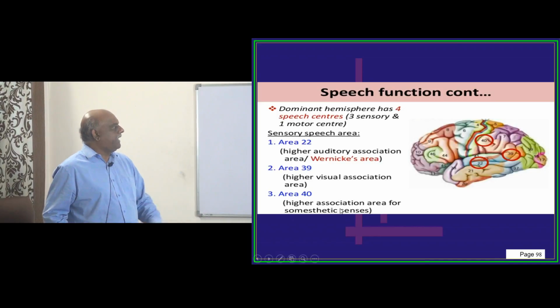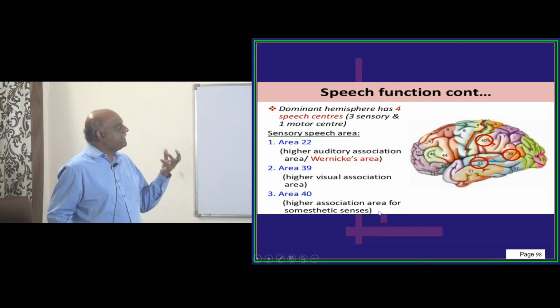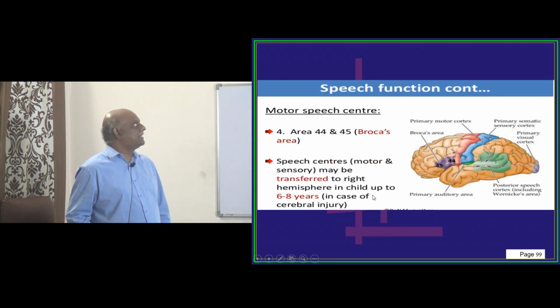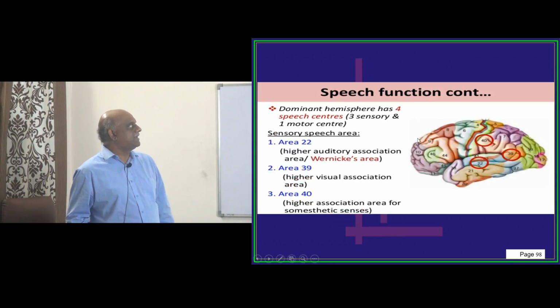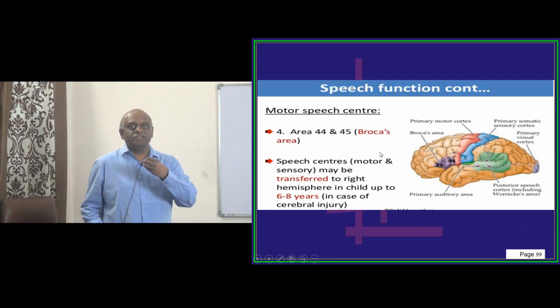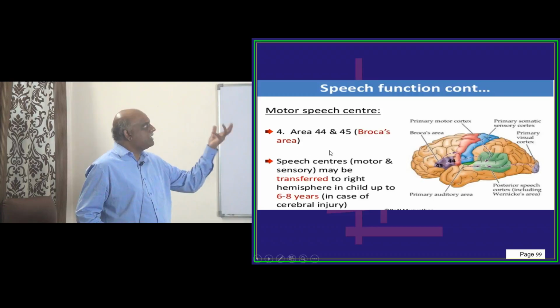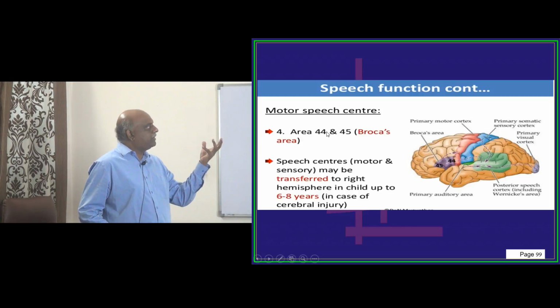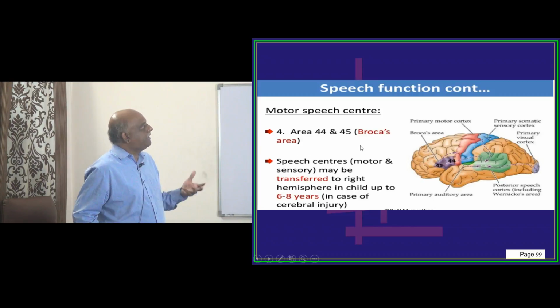Now, area 40 is the higher association area for the somesthetic sense, and these 3 are called the speech's sensory areas. Then where is the speech's motor area? It is the Broca's area, which is area 44, and 45 is what needs to be remembered.